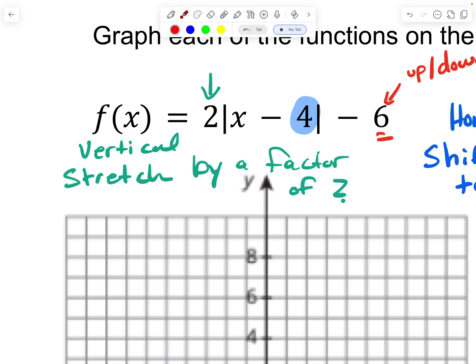So you have to word it something like this. The keywords that you want to state are vertical stretch by 2, something like that. Those things have to be in your statement. If you leave some of those words out, if you just say stretch by 2, it's going to be wrong. You have to say vertical stretch by a factor of 2.